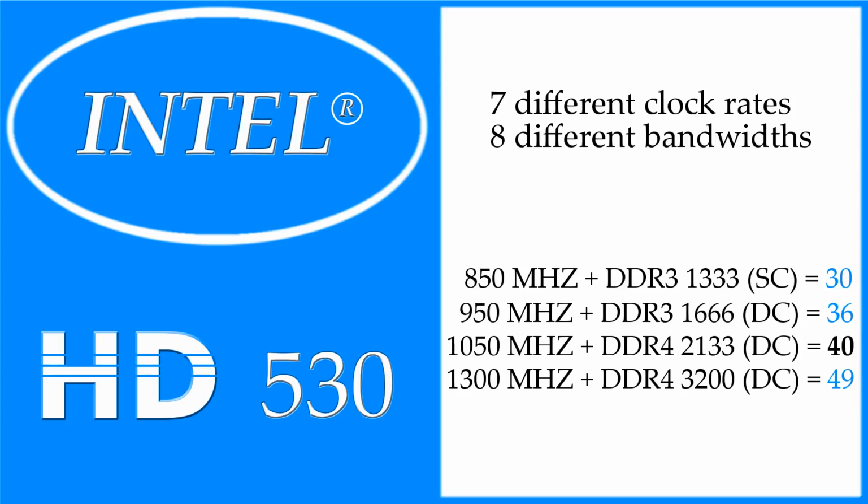Underneath I have listed an iGPU with only 950 MHz and 1666 MHz RAM speed, which loses only 4 FPS, which is not so much. The worst case would be an iGPU with 850 MHz and 1333 RAM as a single channel configuration, which will lose 10 FPS or more compared to my testing system.